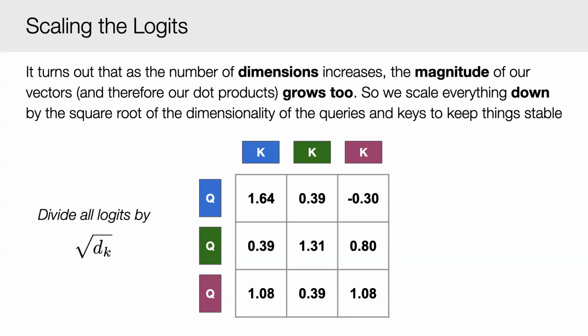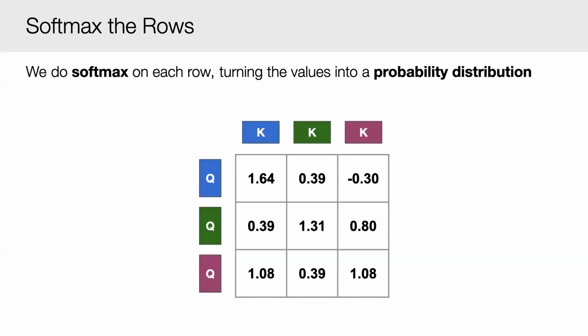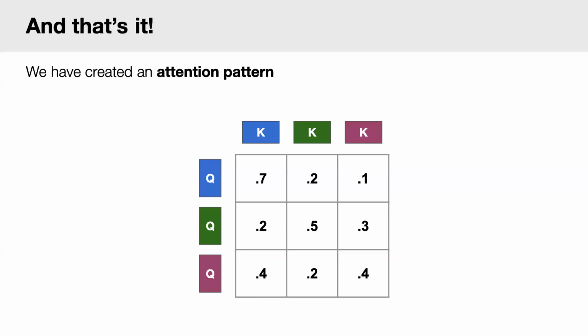Why are the dot products greater than one on the previous slide? Because dot products don't have to be less than one. Say you have two vectors and both of them are long, say both are 10 units long, and you take the dot product. It's probably going to be greater. And then once we divide by the square root of the dimension, we softmax the rows. So we turn each of the rows into a probability distribution, and that's it.